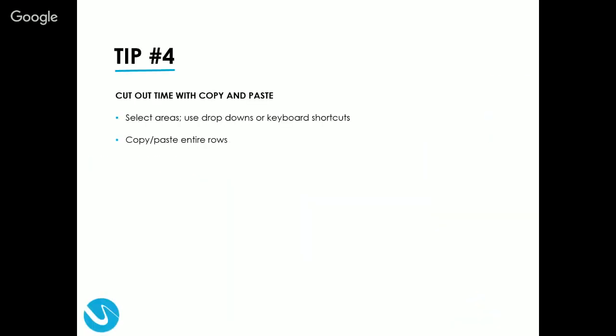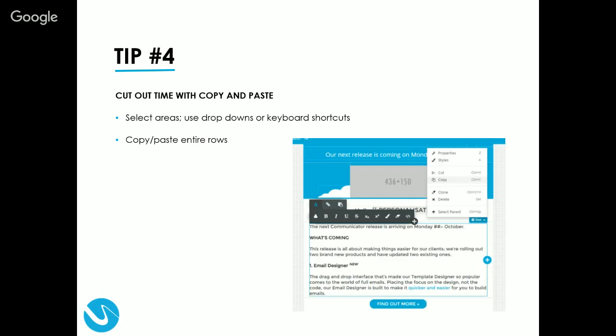So the fourth tip, you can copy and paste pretty much anything within our template and email designers. And it's pretty simple to do, as you'd imagine, but you can select any element, a text element, image element, whatever, and you can copy and paste those to save you time if you're having to repetitively do the same thing again and again. You can do this by either selecting, then using Control-C, Control-V, or Command-C and Command-V for Macs, or you can do it in the drop-down for each element.